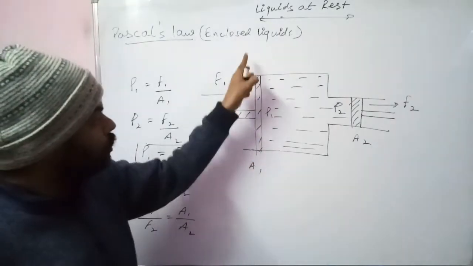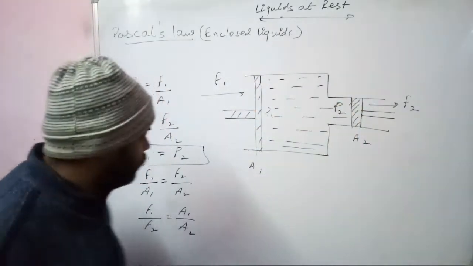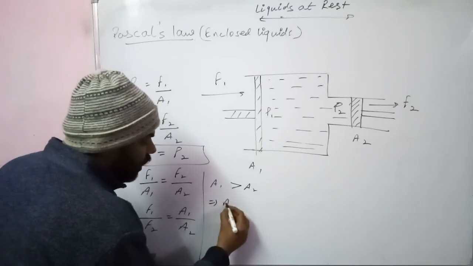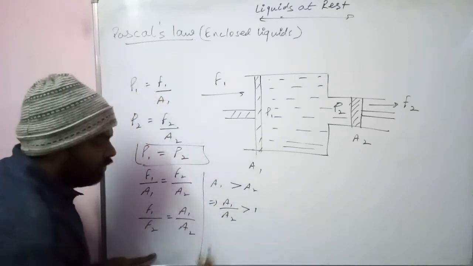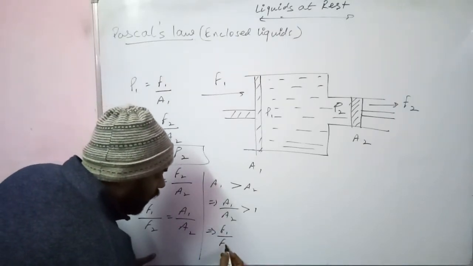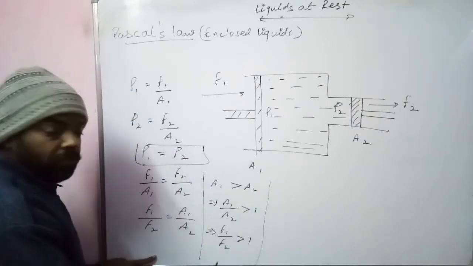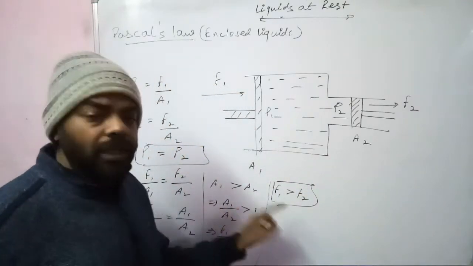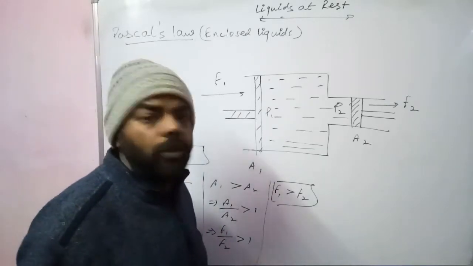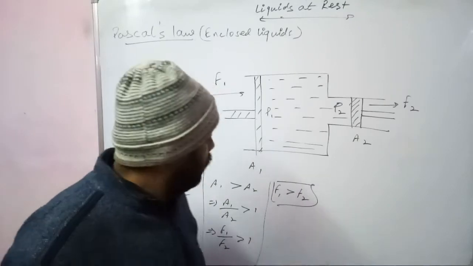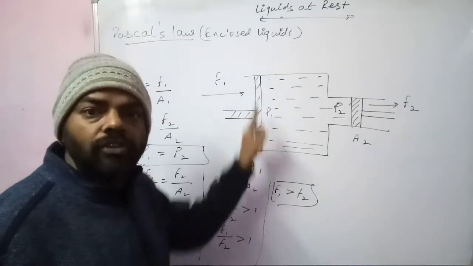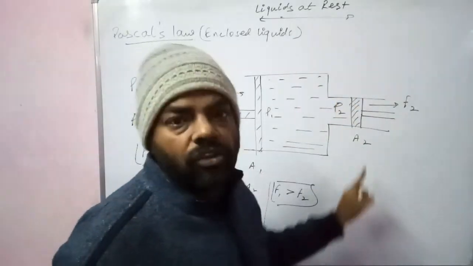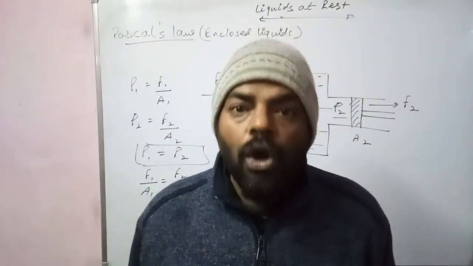Now take a look. Since the area of cross section A1 is greater than the area of cross section A2, this implies that A1 divided by A2 will be greater than 1. If this ratio is greater than 1, this implies that F1 divided by F2 is greater than 1, and so F1 is greater than F2. Clear? In an enclosed liquid, we conclude that the greater the area of cross section, the greater is the force at that area of cross section. The smaller the cross section area, the smaller is the force exerted by the liquid on that cross section.